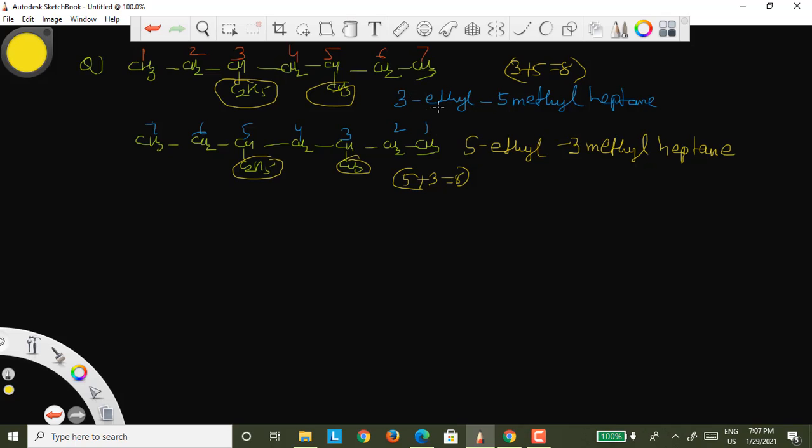You see, ethyl, with the alphabet E, is competing with methyl, M. So E is prioritized, E should come first. Then E should get the lower number. If E is 3, then it should be 3-ethyl, 5-methyl, not 5-ethyl, 3-methyl. It looks good. So this is made a rule. This is right, this is wrong.